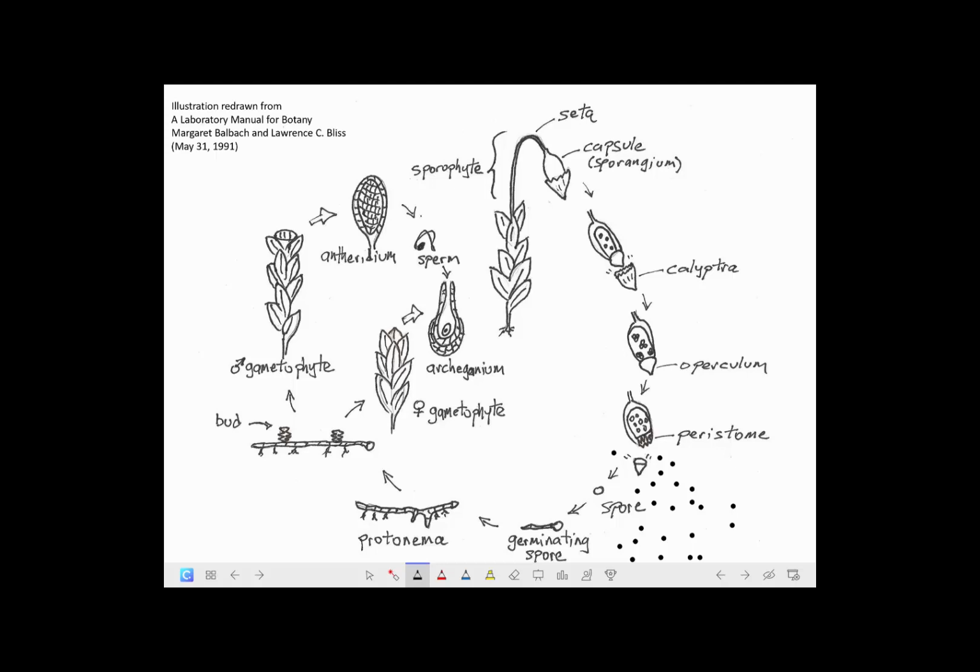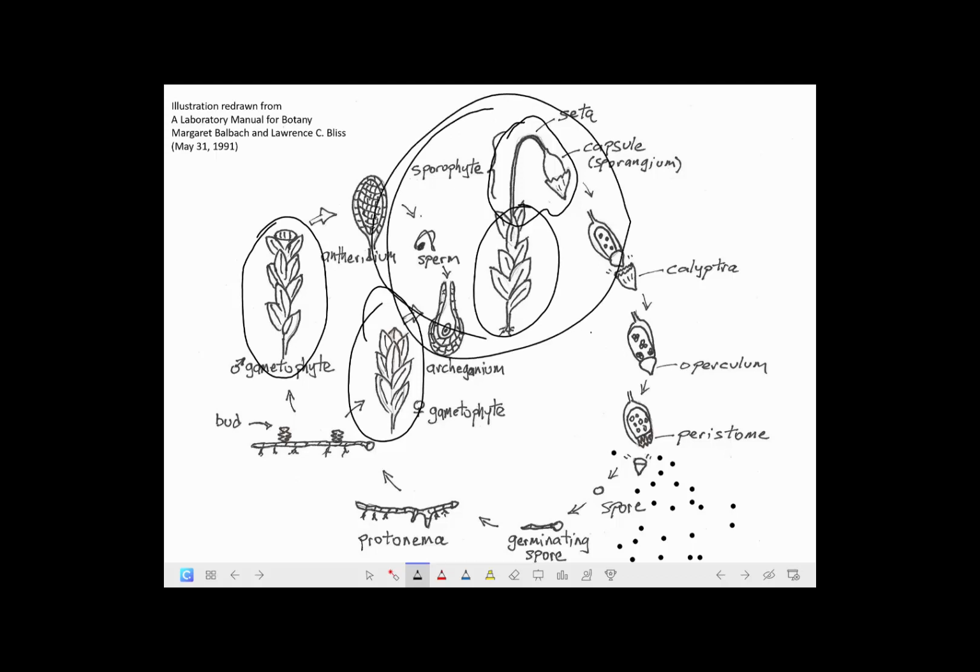Mosses as a typical bryophyte. The dominant stage in the life cycle for mosses is the gametophyte, the leafy thing that you would point to and say there's a moss, or there's a liverwort, or there's a hornwort. And the sporophyte, when it develops, is permanently attached to the maternal gametophyte. So the two stages in the life cycle are shown here. Here, I'm drawing a circle around it. The dominant stage is the gametophyte, and the sporophyte is not independent, but it's attached to the gametophyte. That's true for bryophytes.